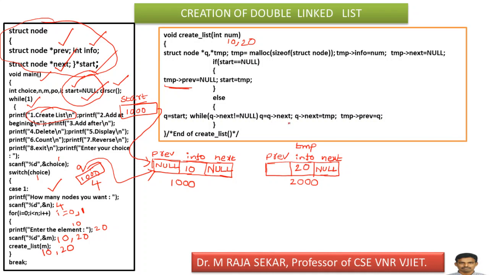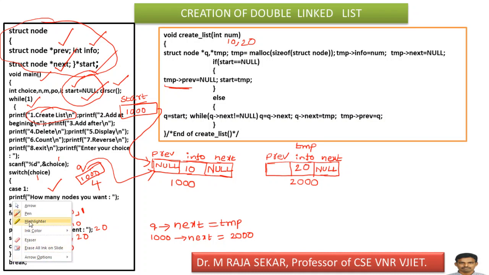This immediate statement will be skipped. Now this one will get executed. Q arrow next equal to tmp. What does it mean? What is my q value? Q value is 1000. Just say 1000 next equal to tmp. Tmp is the recently created node, that is 2000. Here I must write 2000. Let me remove this null.